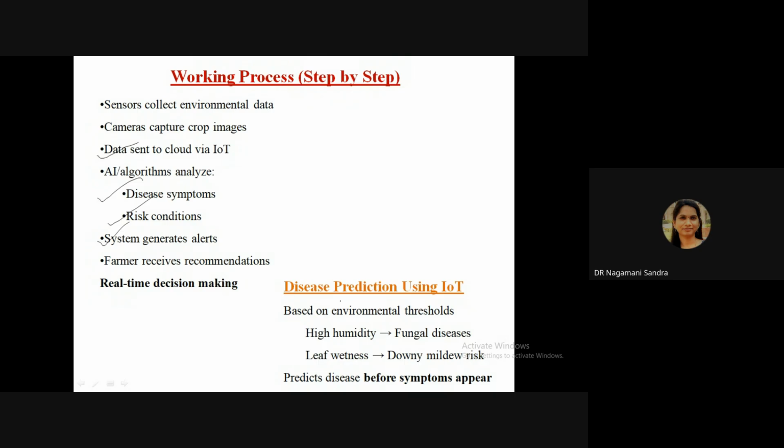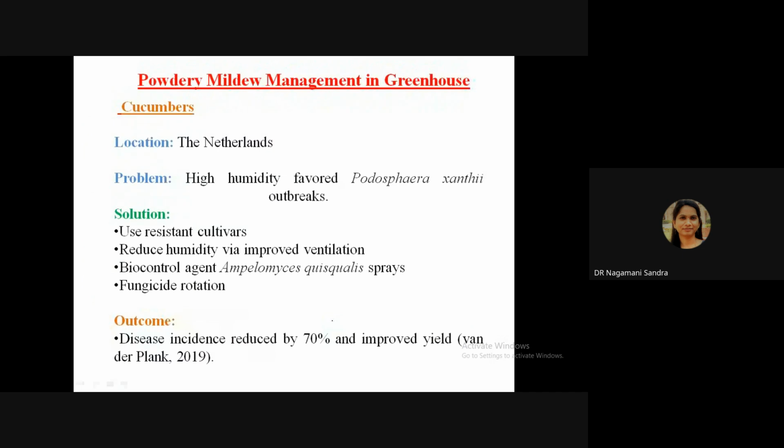And how the disease prediction will happen through the Internet of Things is based on environmental thresholds only. Like if high humidity is there, there is a possibility of fungal diseases, and based on leaf wetness, downy mildew risk used to be there. So it will predict the spread of fungal diseases before symptoms appear. Before spreading itself, it will give the warning so that the farmer can take precautions.